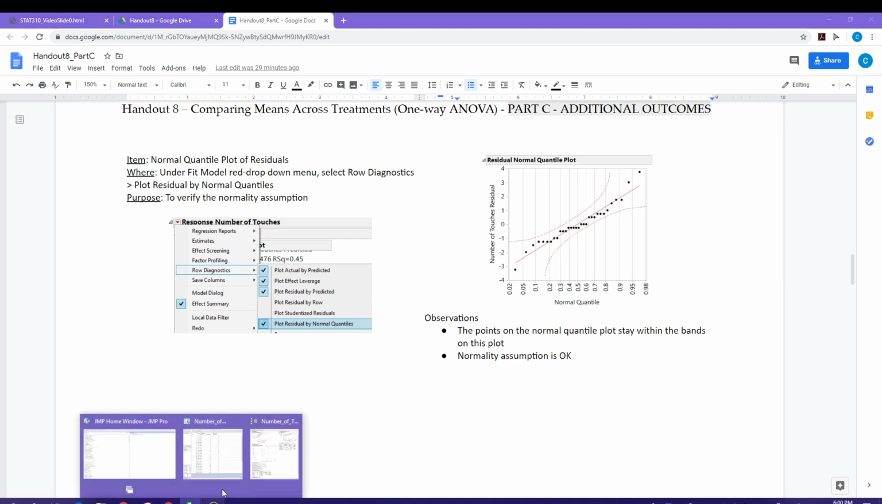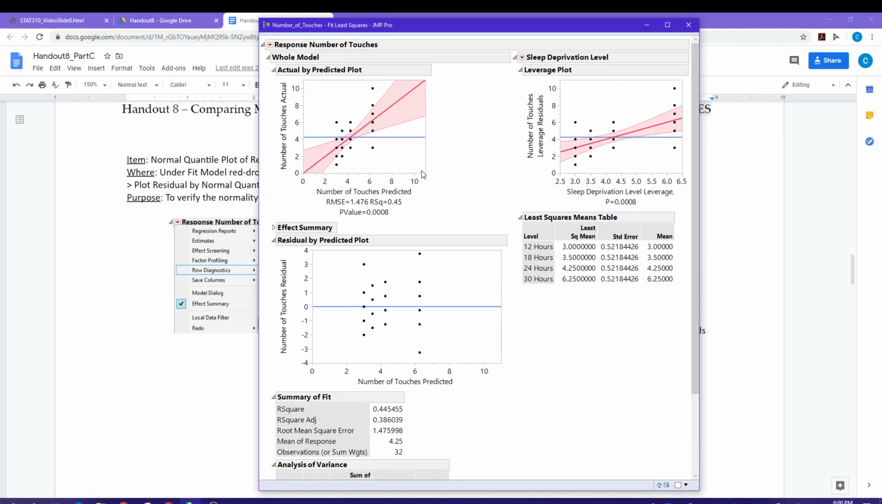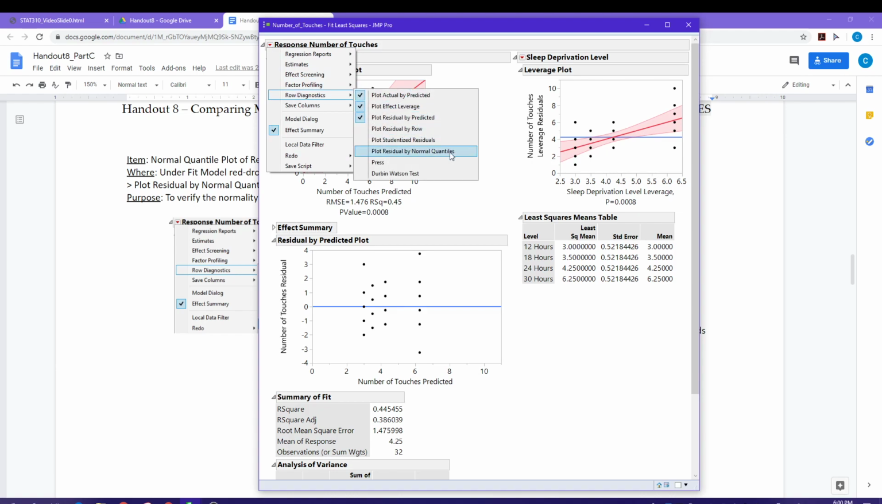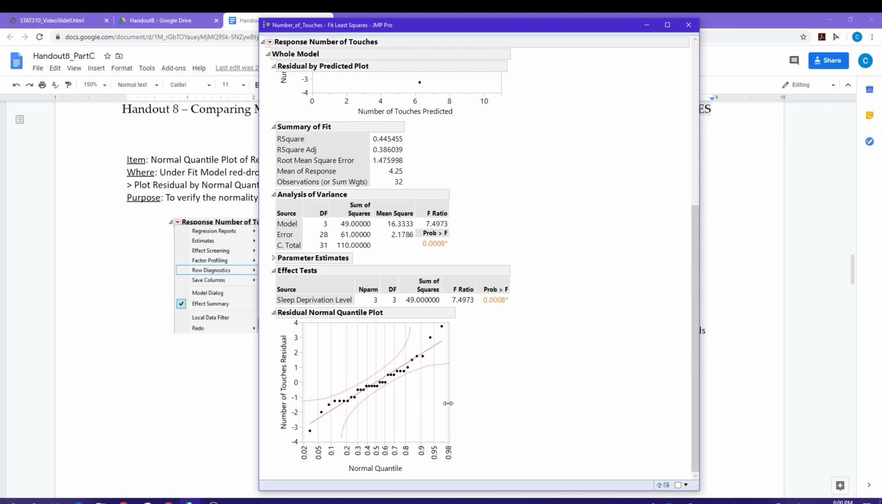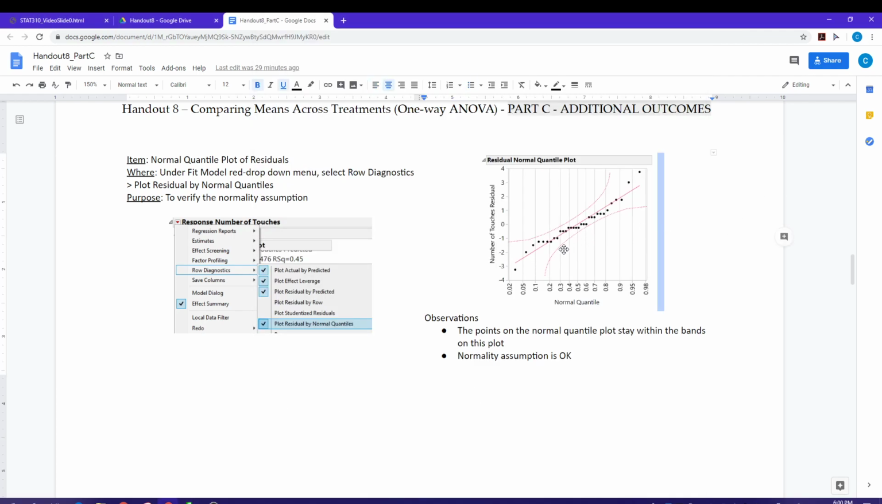Let's get rid of that. Go back to my fit model here. Row Diagnostics, Plot Residuals by Normal Quantiles. And that plot's going to be dumped out here at the bottom. What we want in this plot is the dots to fall in between these bands, which they do. So my normality assumption is okay.